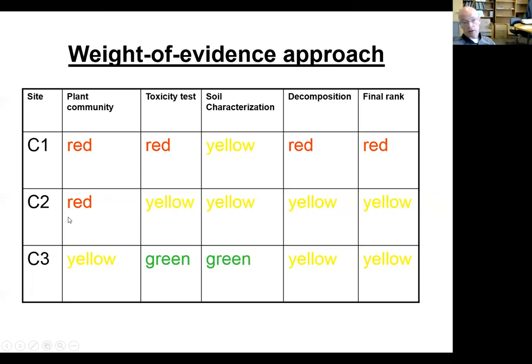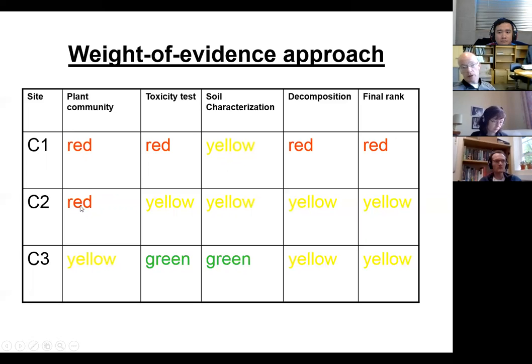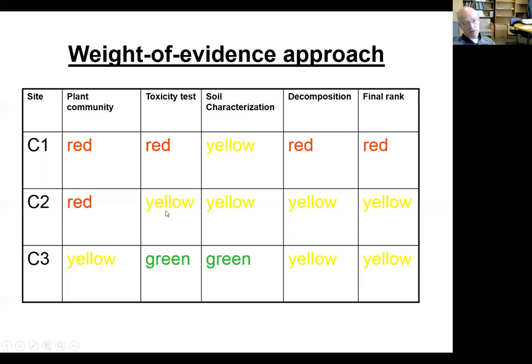If you look at site C2, similarly, the vegetation and plant communities were impaired. It was given a red. But in this case, the toxicity test, the plant growth, was slightly impaired, but nowhere near as severe, and only a little bit less than the reference, so it was yellow. Similarly, the metal levels were not extremely elevated, so yellow. And decomposition was not greatly impaired, but it was slightly less than the control, so it also got yellow. So yellow, yellow, yellow, 1 red, overall risk is yellow.